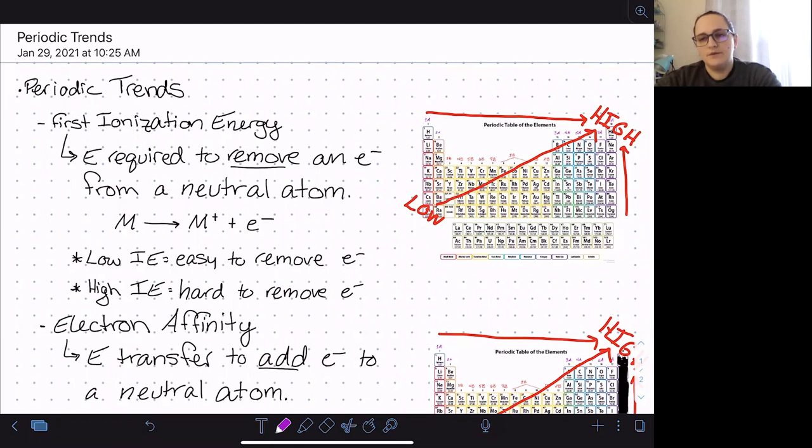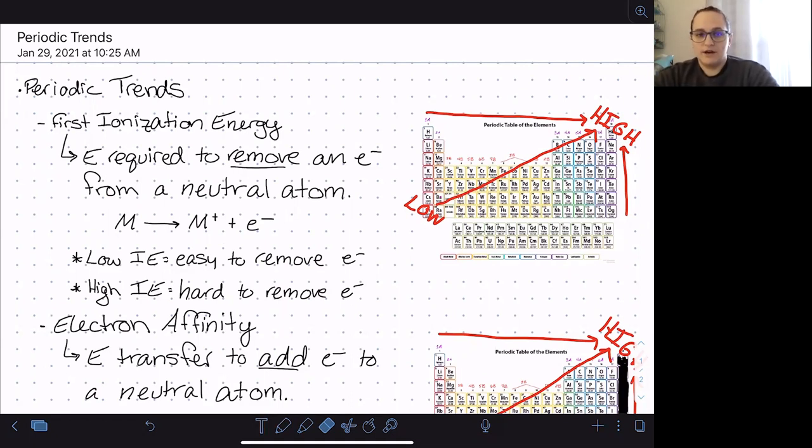This is the amount of energy it takes to remove an electron from a neutrally charged atom. That means we're starting from something with a charge of 0, and we're producing a +1 cation and a single electron. And that ionization energy is the amount of energy it takes for that process to happen. Essentially, it is the delta H for that reaction.